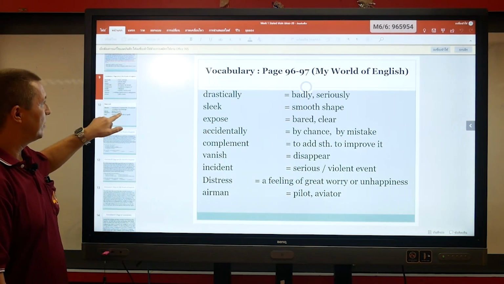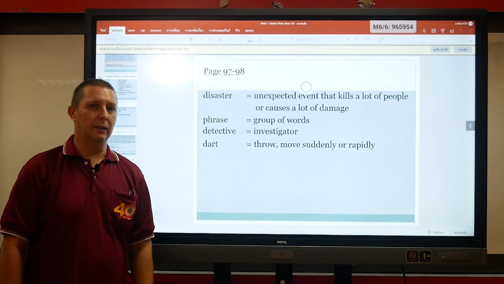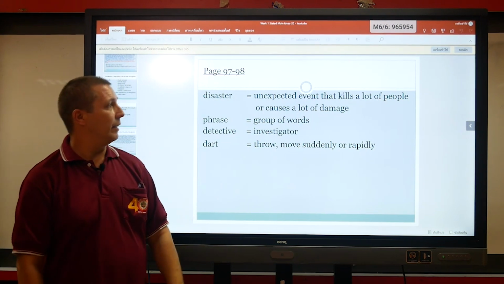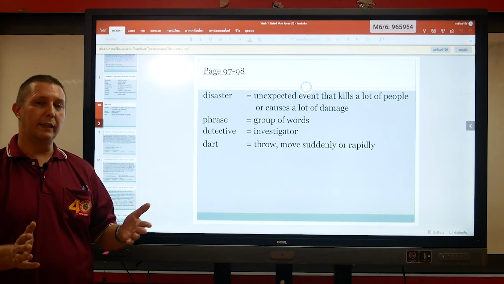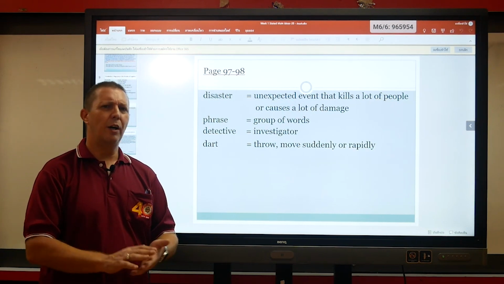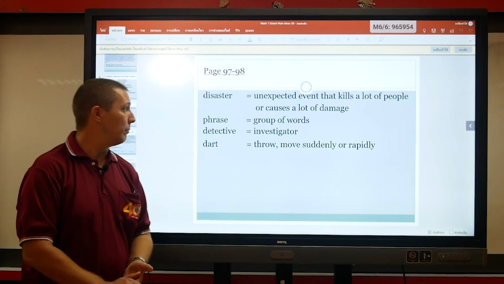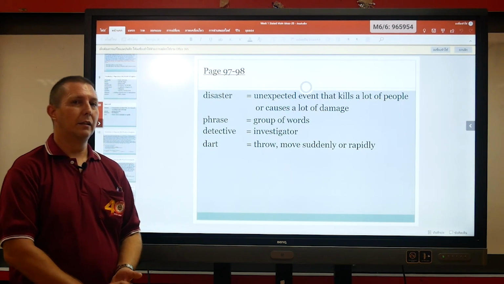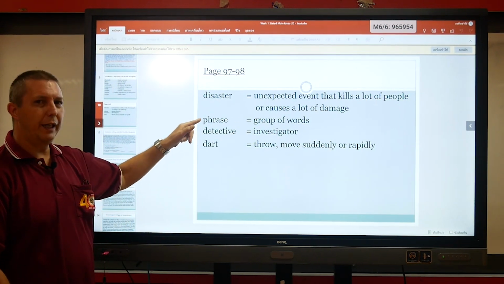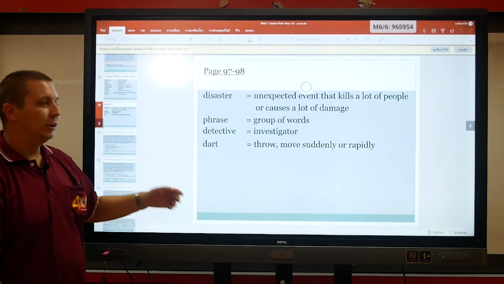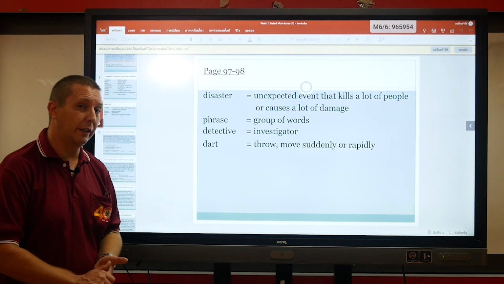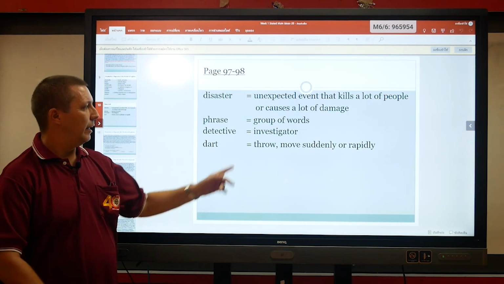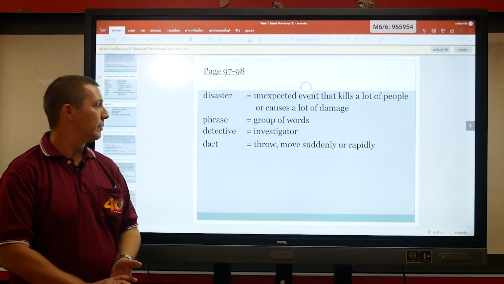Look at the next set of words. Disaster, an unexpected event that kills a lot of people or causes a lot of damage, just like a tsunami or an earthquake, for example. Phrase, a group of words. Remember, the PH sound is like an F sound, just like in physics, the subject that you study. Detective, an investigator, someone that investigates.